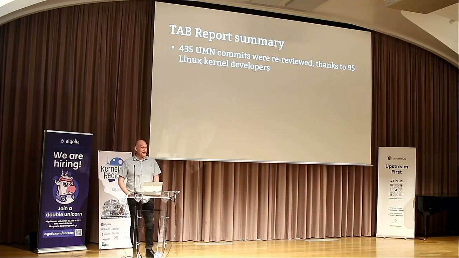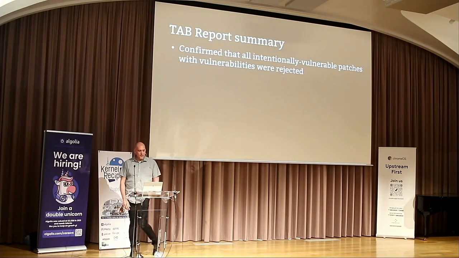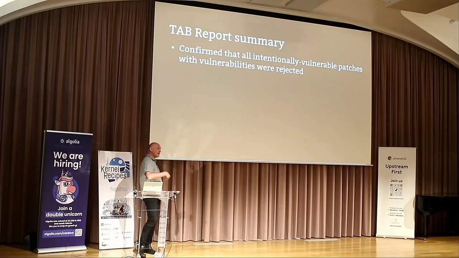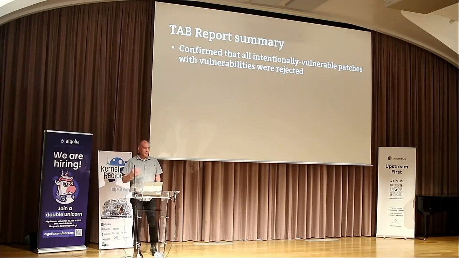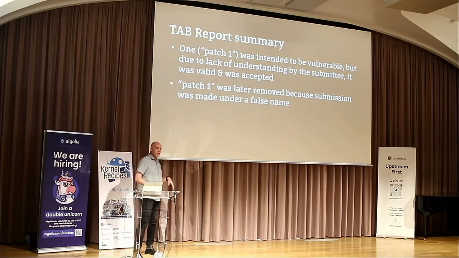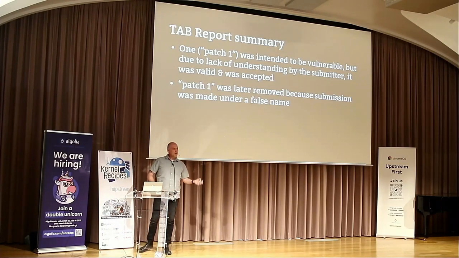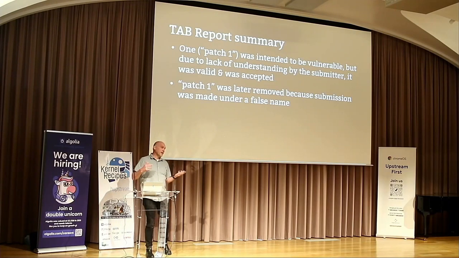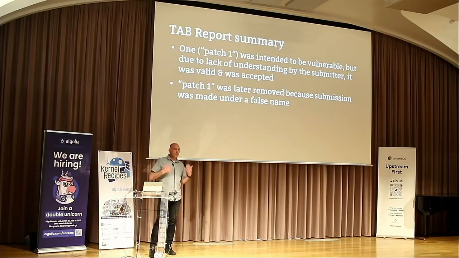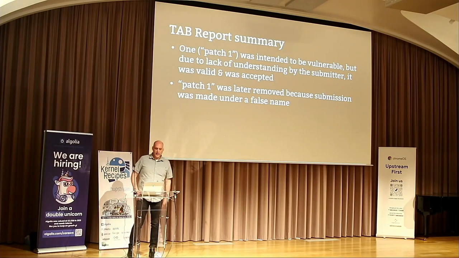A number of us took these patches in the first place. We confirmed that everything that they intentionally submitted as bad were rejected. That was good. And the one patch that was accepted, we did remove it because it was submitted under a fake name. And we do not knowingly take patches from anonymous people, from people with fake names. We can unknowingly accidentally do it if you make up a fake name, but we do not knowingly. That's against our legal rules of the kernel, the Developer's Certificate of Origin. We say you can't do that. So we ripped it out. It was a debug print message.